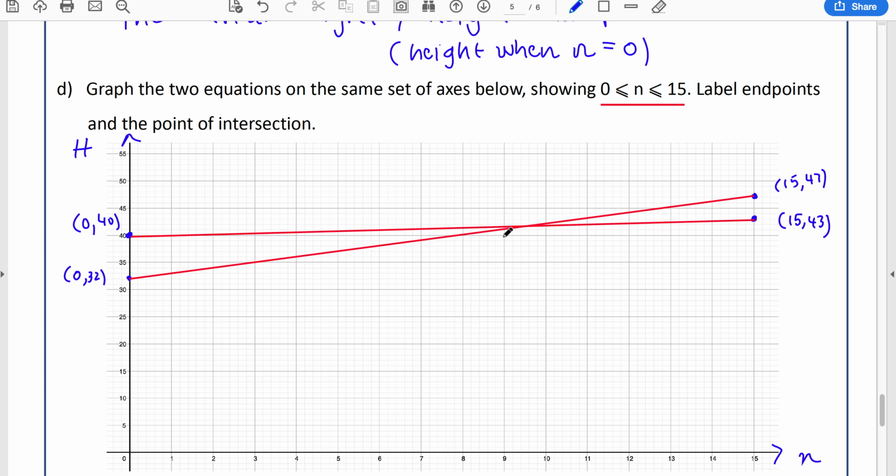I might label them, and then what I'm going to do is get this point of intersection because I have been asked to label that one as well. So this one here was h equals 0.2n plus 40. And this one here was h equals n plus 32. There we go. So they're both labelled. And then I'm going to get this point over here.